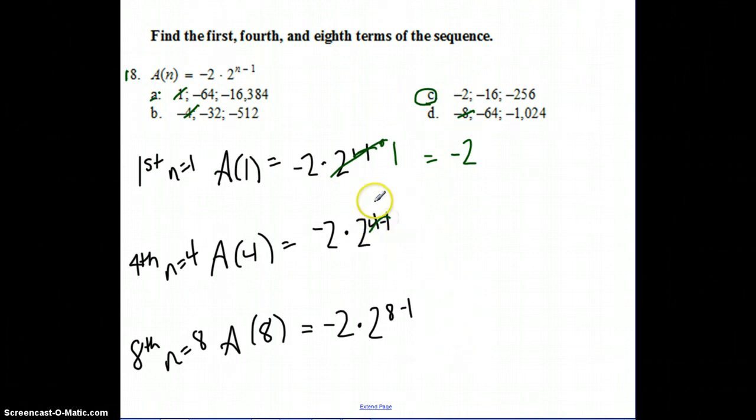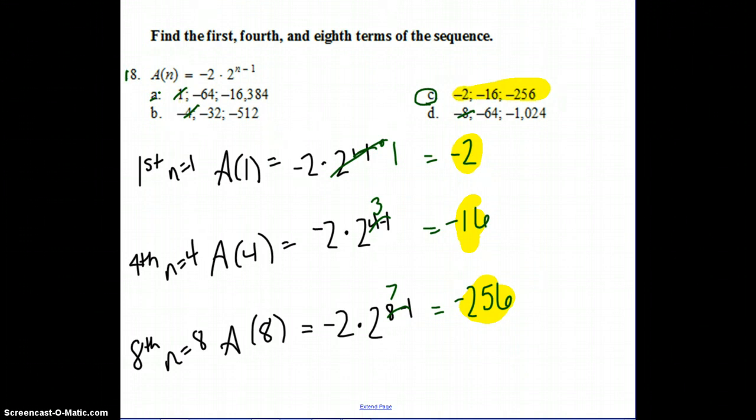So in this one, 4 minus 1 is 3. So -2 times 2 raised to the third is -16. This one, 8 minus 1 is 7. So -2 times 2 raised to the seventh is -256. So that means these values right here would be the first, the fourth, and the eighth term, and that matches these right here.